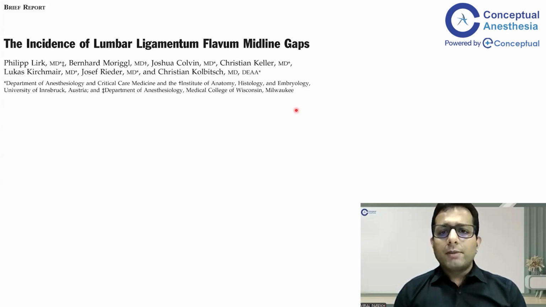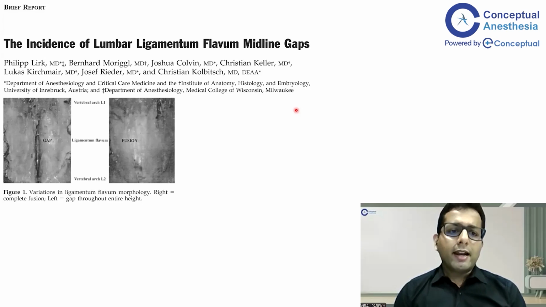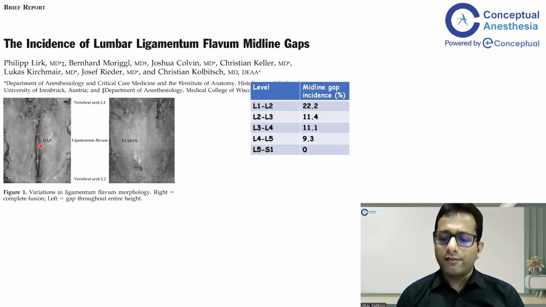So about the incidence of ligamentum flavum midline gaps, this was a cadaveric study which was performed, and they identified that the incidence of midline gap of ligamentum flavum was highest at the level of L1, L2, around 22.2%. Most of us have experienced that while performing a spinal or epidural, specifically the epidural, we don't get a classical give way and suddenly the CSF flow comes. In those patients, there is a possibility that there is a deficit in the center of the ligamentum flavum. So this is the fused ligamentum flavum, and here, as you can see, there is a deficit.